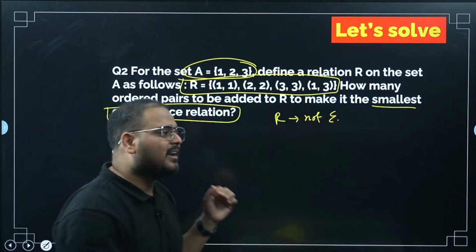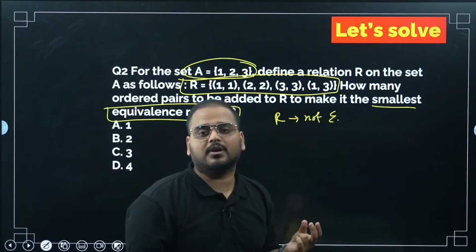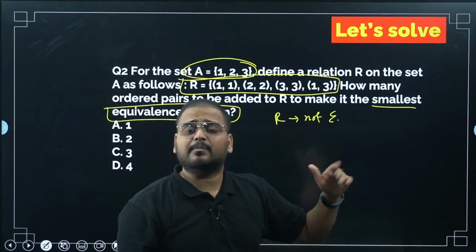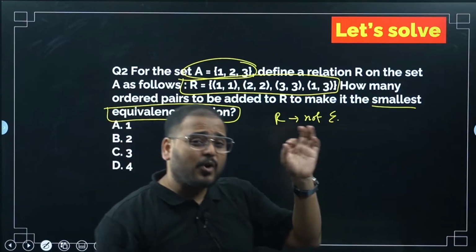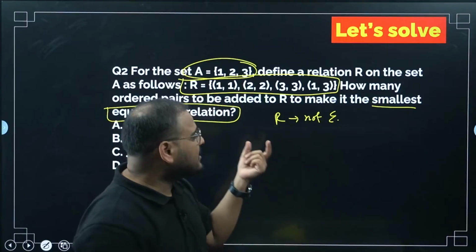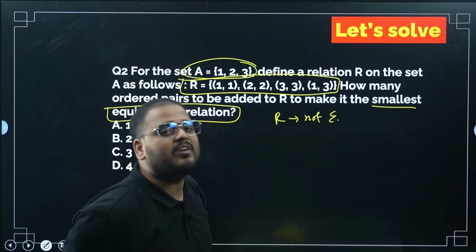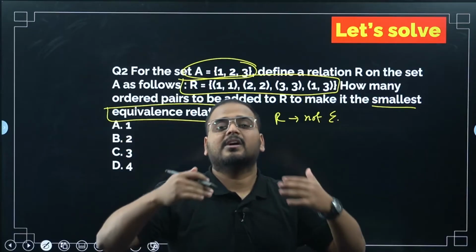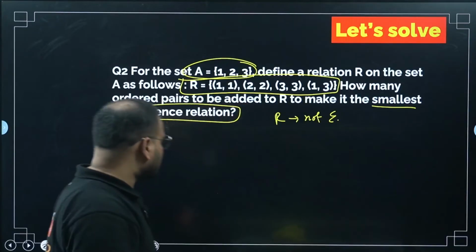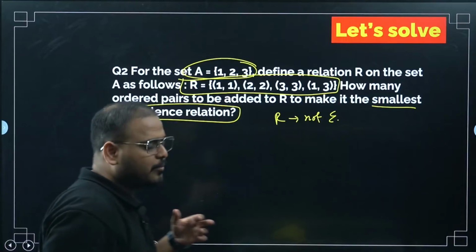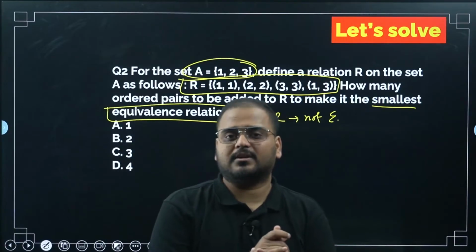It means you can add, let's say, 2 elements, it becomes equivalent. But you can also add maybe 4 elements and become equivalent. So they are asking the smallest equivalent, means for the first time when it becomes equivalent relation. So how many such ordered pairs you will add? So let's look at it.